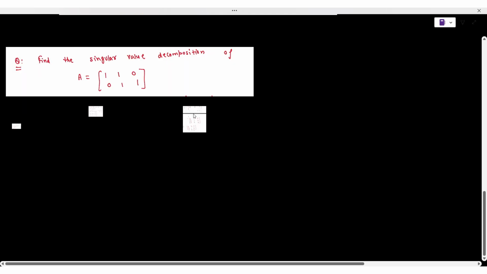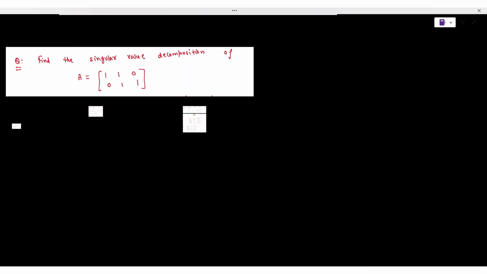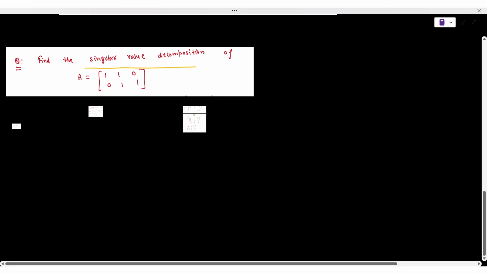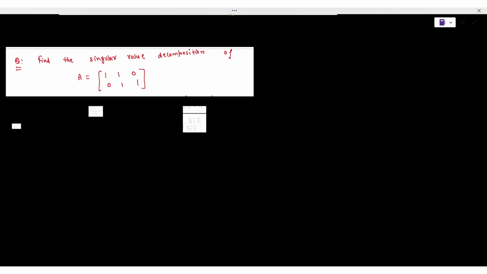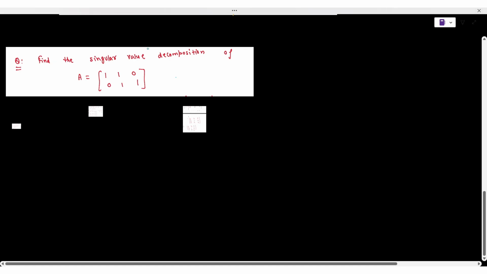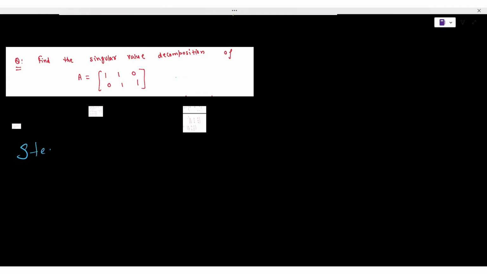So let's solve this question. We can understand easily what it is saying. Find the singular value decomposition of this matrix. Okay. Now we have to find the singular value decomposition of this matrix. So first step. What is singular value decomposition? A is equal to U D V transpose, right? First we have to calculate U.